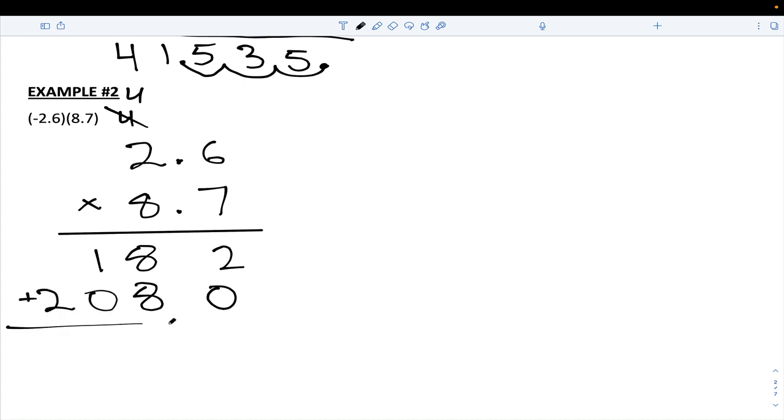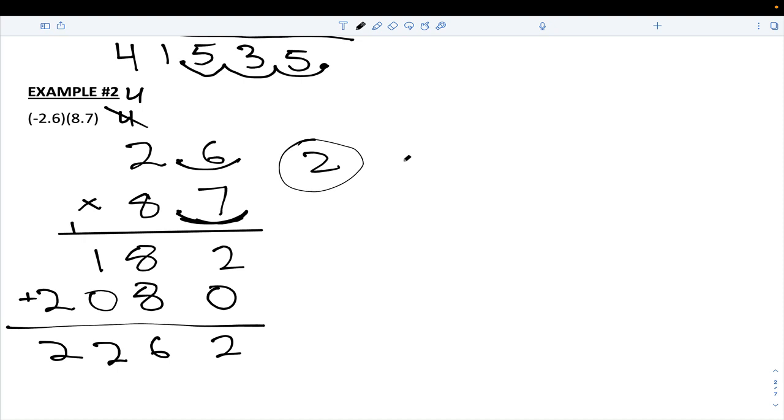Here is the last tricky part with decimals. Once you add those together, 8 plus 8 is 16. 1 plus 1 is 2. 2 plus nothing is 2. I'm going to head to my decimals. How many decimal places should I move to the left? 2. There are 2 digits to the right. So I'm going to move 2 times, which way? To the left.